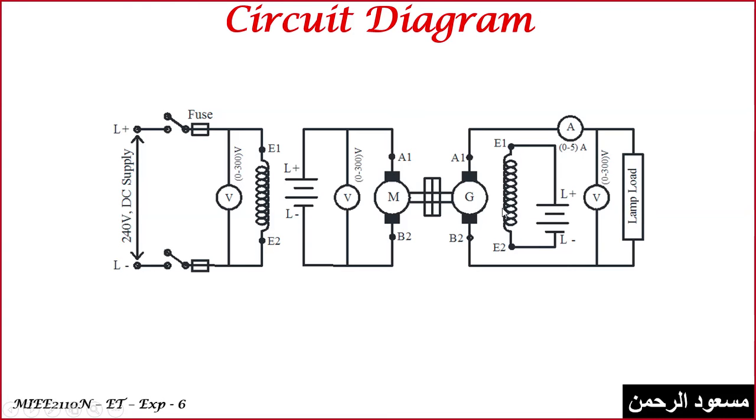Now we will go into the connection. I think I have explained everything in the circuit diagram. To check how much voltage we are giving to the field winding, we have a voltmeter, and to check how much current we are giving in the armature winding, we have an ammeter. To check the lamp voltage, the load voltage, and the load current taken, we have used another voltmeter and ammeter. Okay, now we are going into the connection.